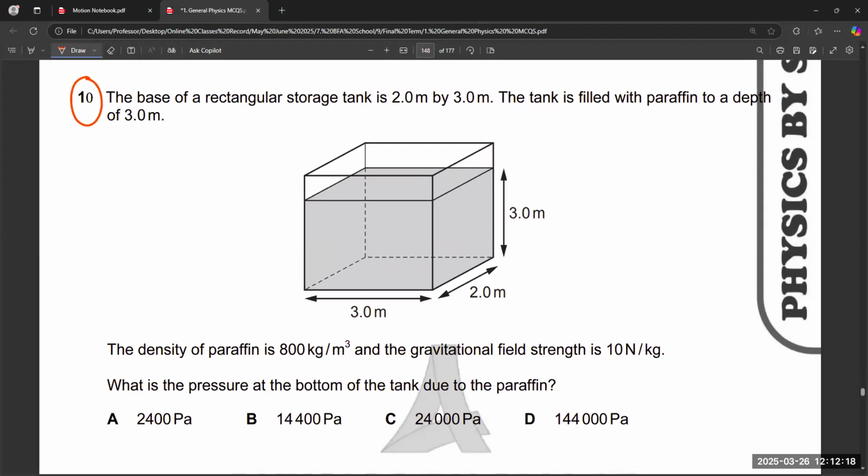Question number 10. The base of a rectangular storage tank is 2 by 3 and the tank is filled with paraffin to a depth of 3 meters. The density of paraffin is 800 kg per meter cube and the gravitational field strength is 10. What is the pressure at the bottom of the tank due to paraffin? Now in new papers we know that the value of g is 9.8. So now again calculate the pressure at the bottom of the tank due to the paraffin.